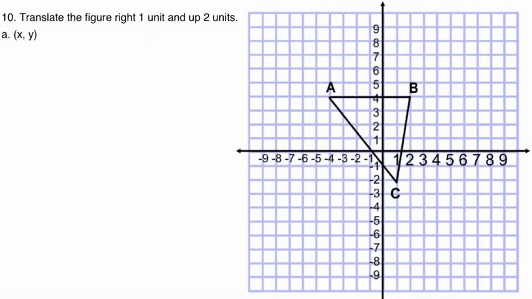Translate the figure right 1 unit and up 2. So here's my A. I'm going to go to the right 1 and up 2. There's A prime. B, I'm going to go to the right 1 and up 2. There's B prime. And C is to the right 1 and up 2. So there's C prime. And when we connect, I have my new translated triangle that's congruent to the original one. Okay, the rule, if I'm going to go to the right, that's x plus 1. And if I'm going to go up, that's plus 2.